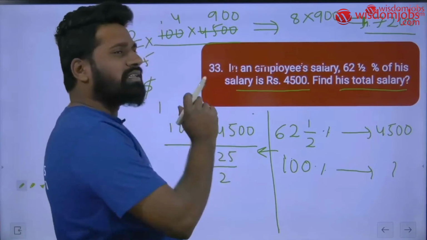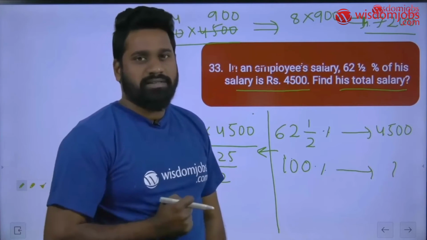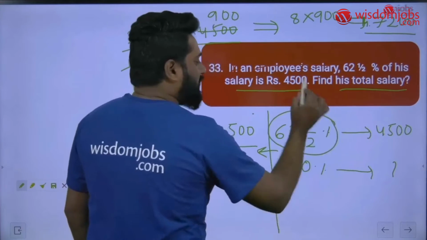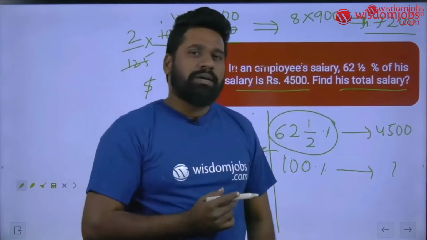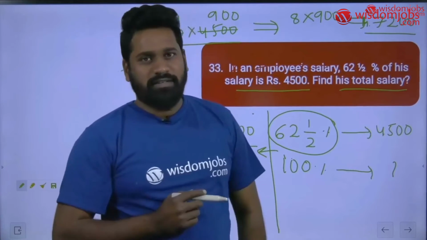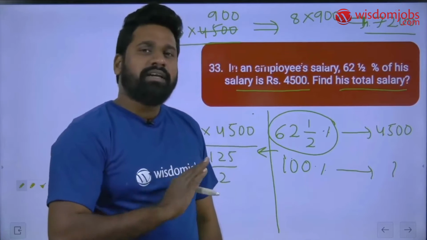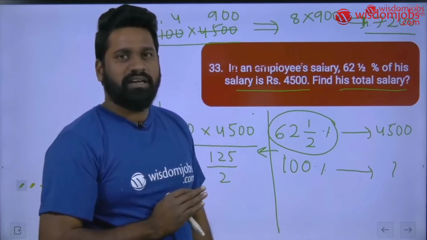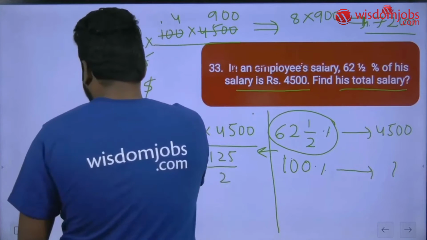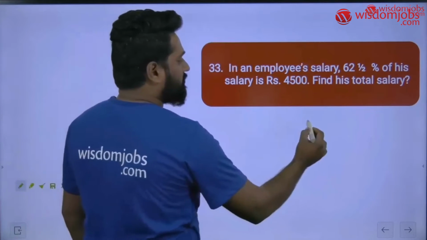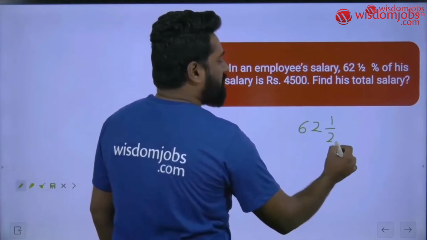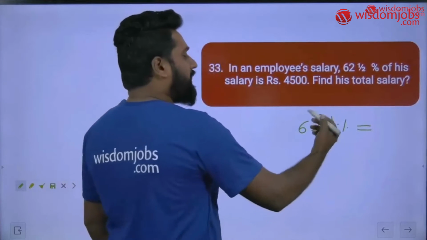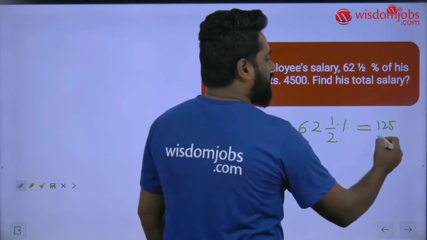Otherwise, same thing you can do in another method also. What is that method? So here all I told you, when these type of mixed fractions are given, percentage is given in terms of mixed fraction, convert into a normal percentage or normal fraction. Is it clear all of you? For example, 62.5. I am converting the percentage into a fraction. You know how to convert a percentage into fraction. It becomes how much? 125 by 2.